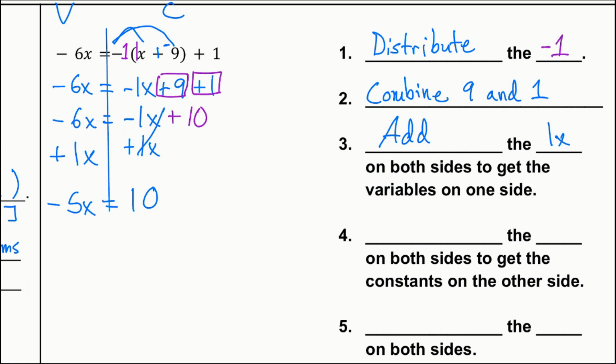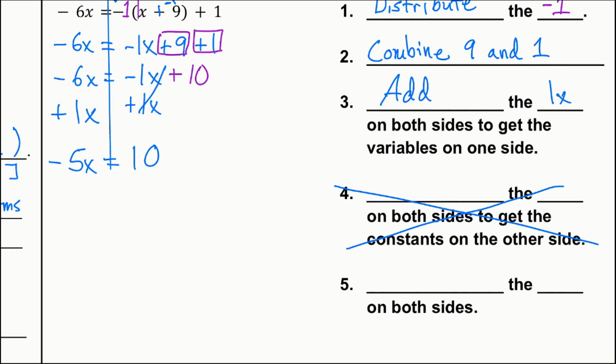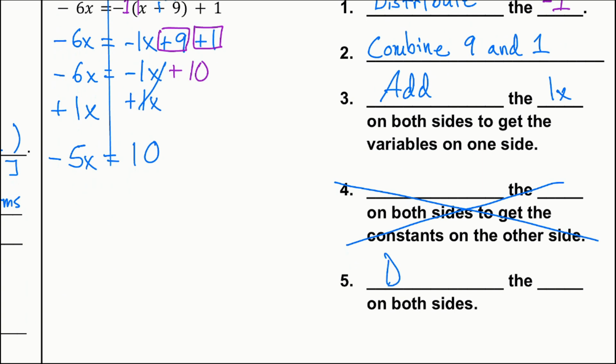So the next step is get your constants to the other side, but I wasn't paying attention, so actually we don't need that step because we already have variables on one side, constants on the other side. So we're just going to do that last step, which is divide the negative 5, which is the coefficient, on both sides. Divide by negative 5, divide by negative 5, x equals negative 2.